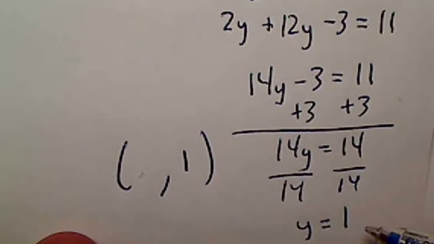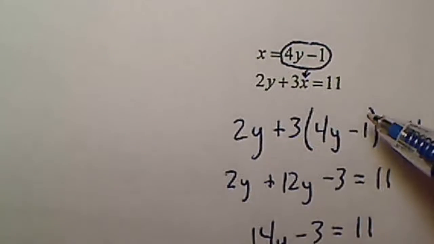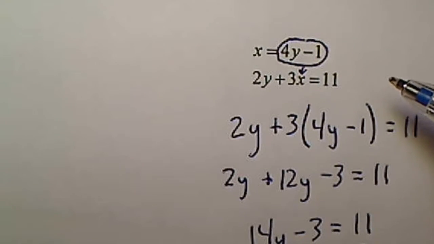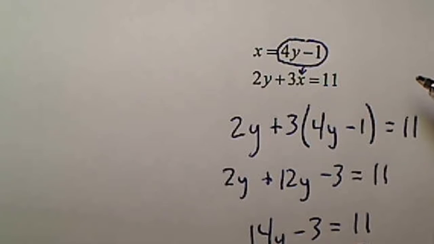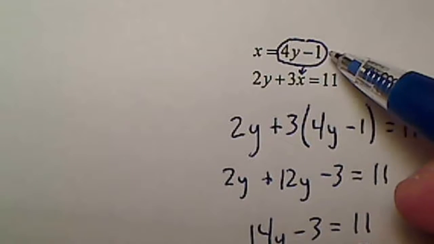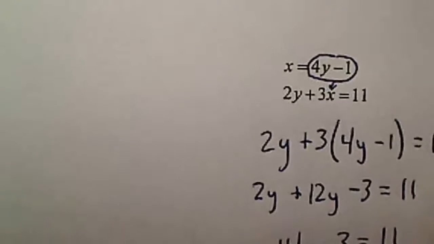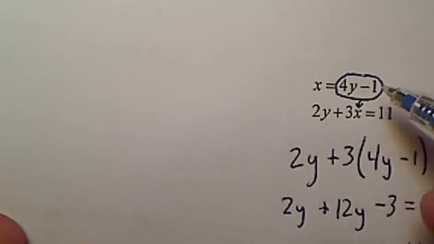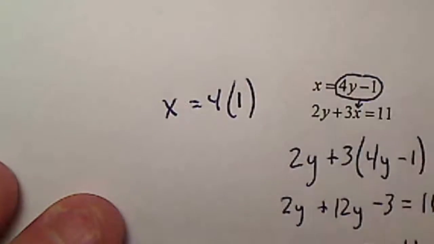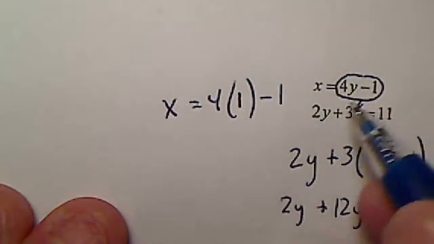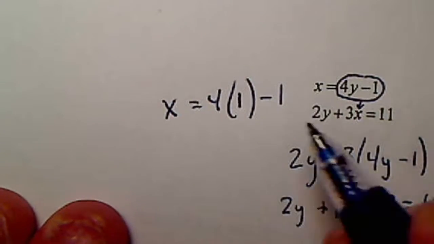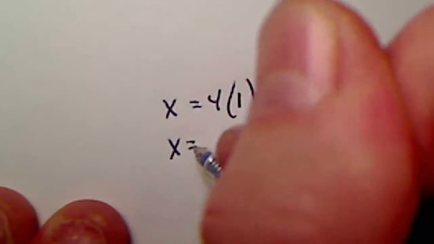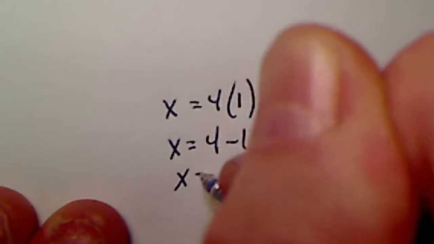So we take our 1 that we think is part of the answer. We go back up to the top 2 equations and we decide which one of those is easiest to plug into to help us solve for x. And it's going to be that top one. Hopefully you see that. So I'm going to put 1 in for that y, rewrite that equation, x equals 4 times 1 minus 1. So that's that top equation with 1 replacing y. And if we solve this fairly quickly, we get the x value of 3.